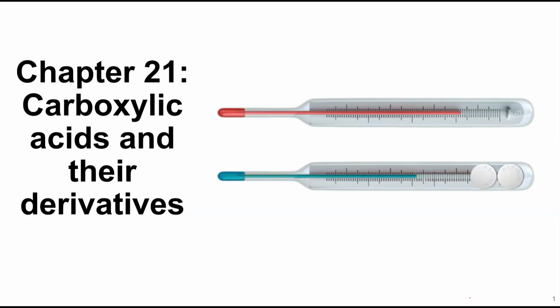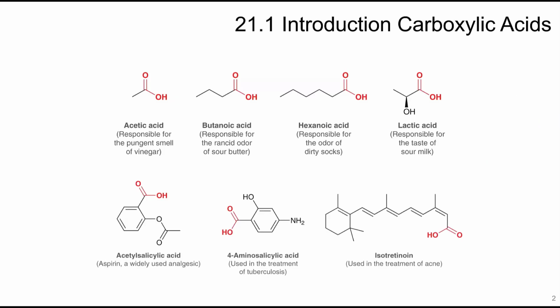In Chapter 21, we will be looking at carboxylic acids and their derivatives. You can see a picture here of two thermometers, one where presumably there's a person with a fever, and one where a person has taken aspirin and that fever has been lowered. We will take a look at aspirin and penicillin and other drugs that may have carboxylic acids or derivatives in their structure. Here are several different carboxylic acids as well as derivatives of them.